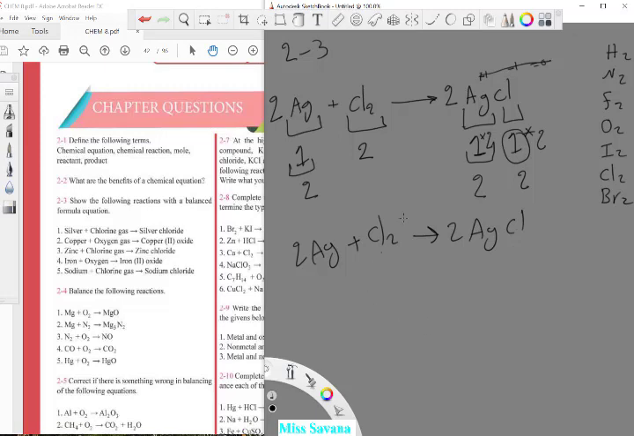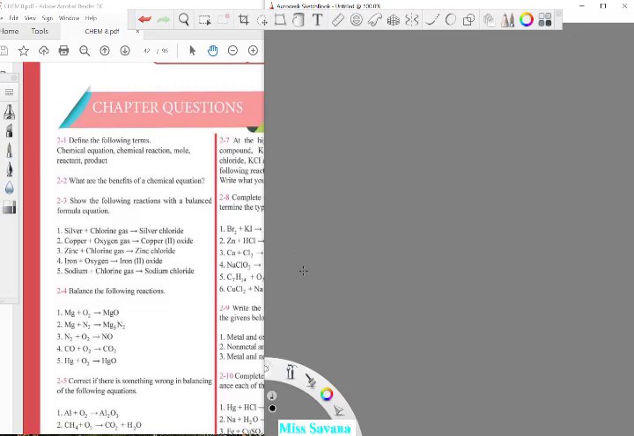Now moving on to the next one. The next one is copper. Copper is Cu, نحاس, plus oxygen gas. Now oxygen is also one of the diatomic gases. So you have to keep in your mind it comes with 2 in the original state, because if you remember from chapter 1, it's a covalent bond, يعني رابطة تساهمية. So it has to have 2 inside it.